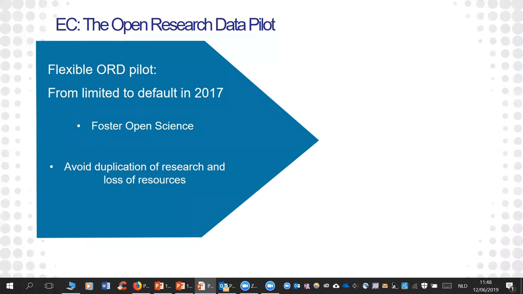So if your project started in 2017, you will automatically be part of the Open Research Data Pilot, but you should check your grant agreement. The aim is to foster open science, but also to avoid duplication of research and loss of resources, because if data is not available, everybody who does an experiment has to start from zero, right? With all their measurements.